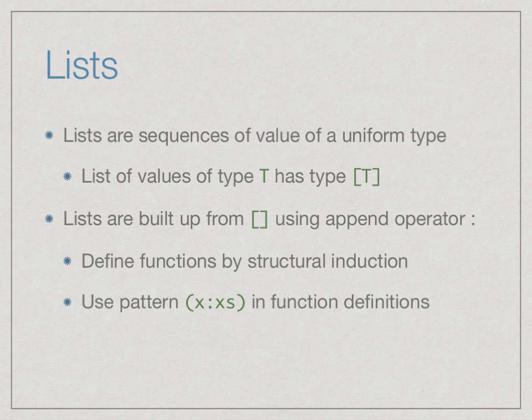So recall that a list is a sequence of values of a uniform type, and the type of a list whose underlying values have type T is given as list of T, written with a square bracket around it. And all lists in Haskell are built up in a canonical way using the append operator : starting with the empty list. And because of this, we have a natural way to define functions on lists using structural induction. And we can use this pattern x:xs to decompose a non-empty list into its head and its tail in our inductive definitions. So now let us look at inductive definitions of some interesting functions on lists.